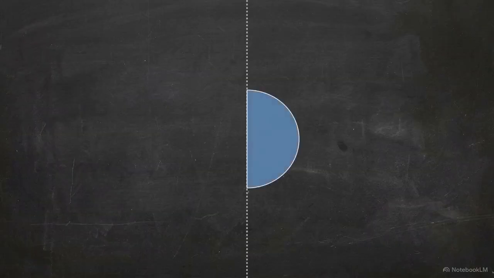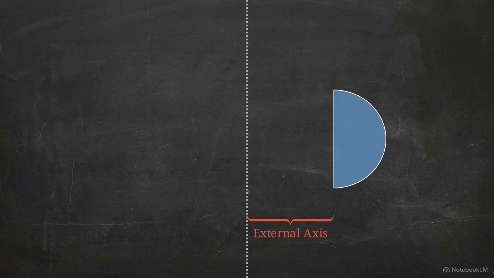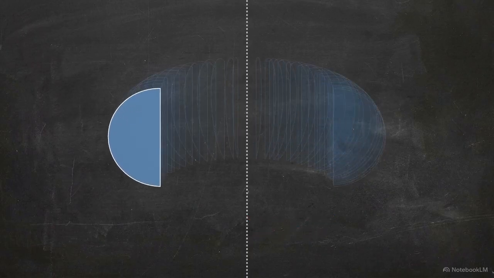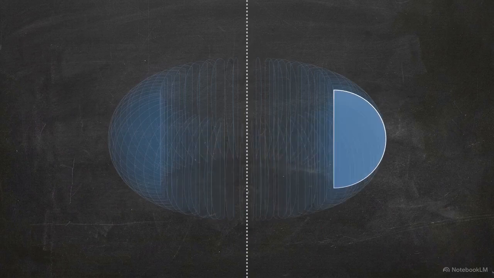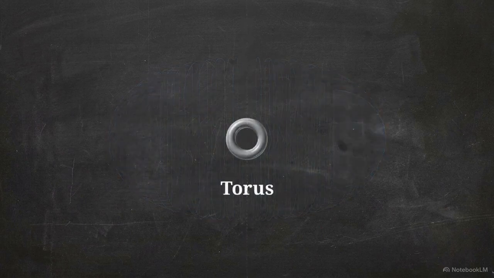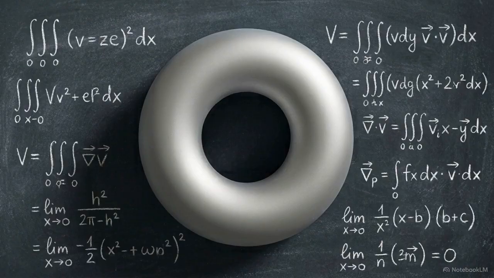If the axis of revolution is moved outside the original 2-dimensional shape, the resulting solid takes on a different geometry. Rotating a region around an external axis creates a hollow-centered solid called a torus. While we can define the torus here, calculating its volume requires the more advanced methods of calculus.